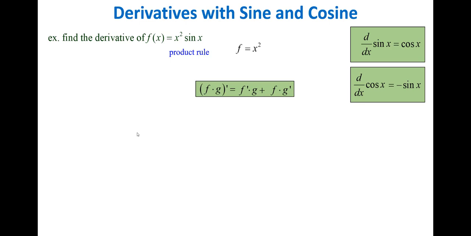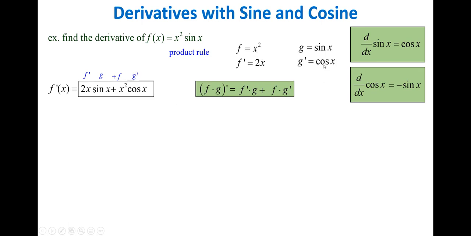Developing the chart, f would be x squared, g would be sine of x. Their corresponding derivatives would be f prime is equal to 2x. And using this fact, g prime will be cosine of x. Therefore, f prime of x would be 2x times sine of x plus x squared times cosine of x. No simplification to be had here. This would just be the answer.